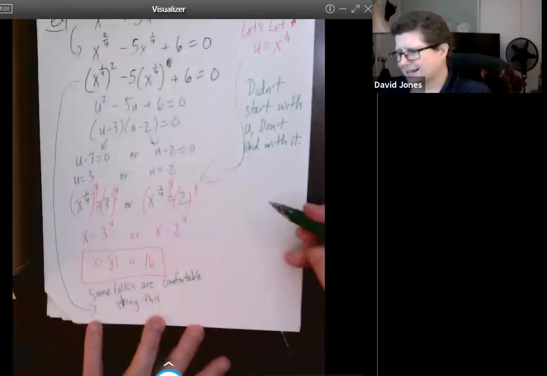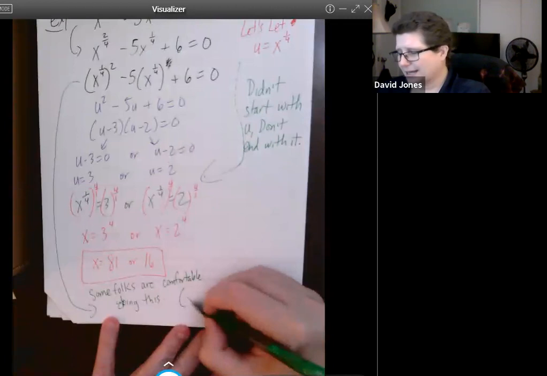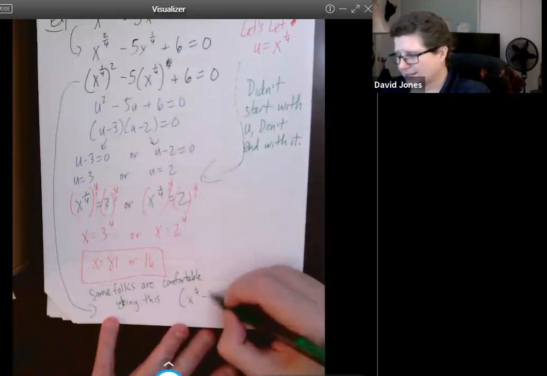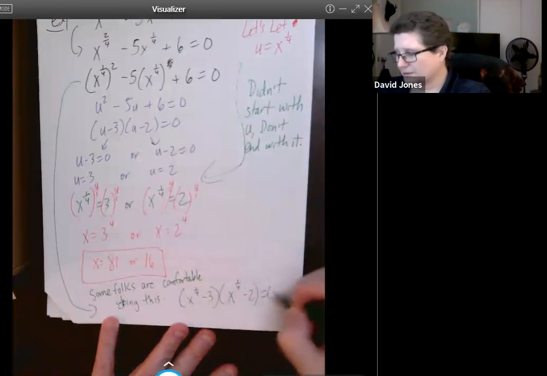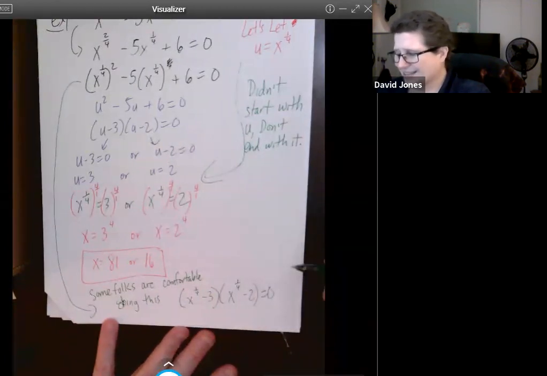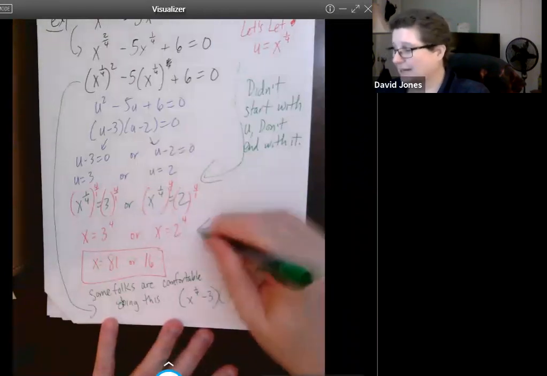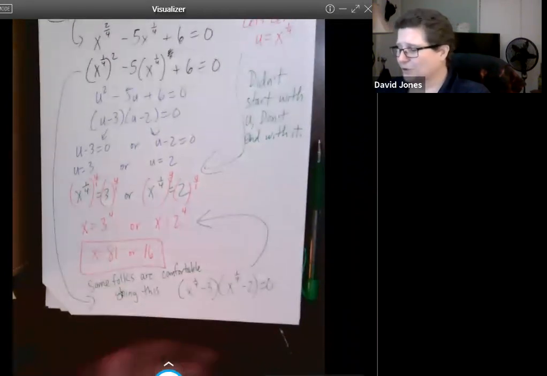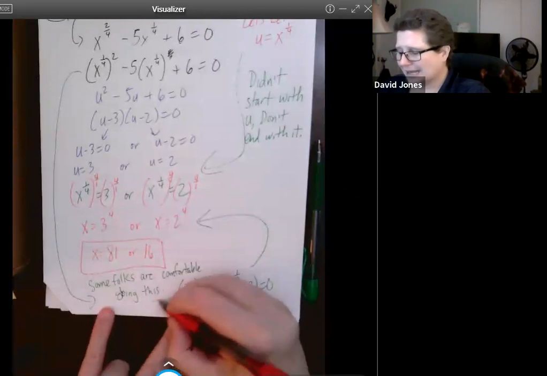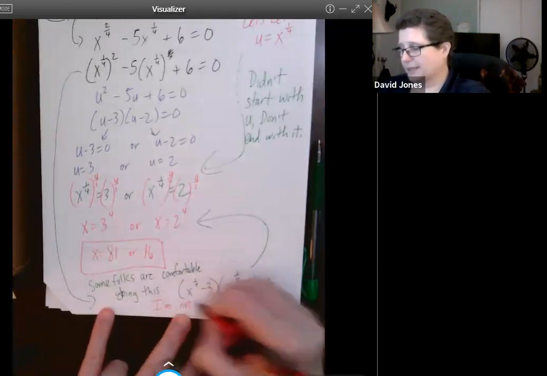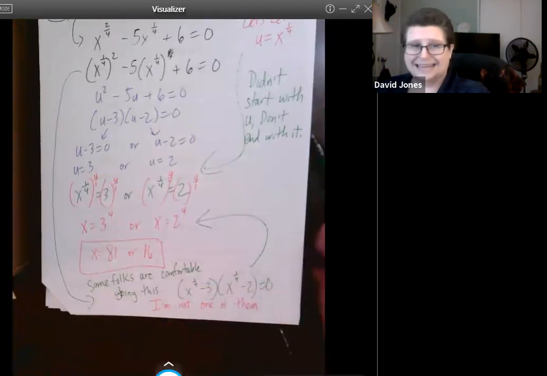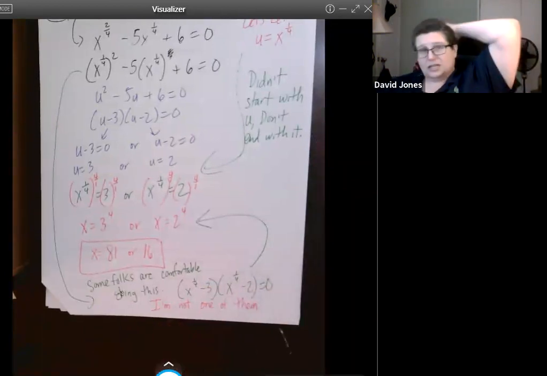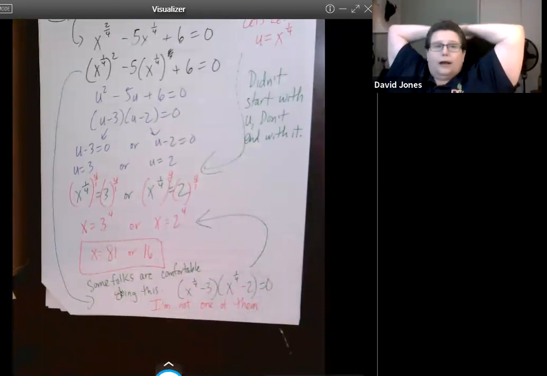I can take that line and I can factor it into x to the 1/4 minus 3 equals 0, and x to the 1/4 minus 2 equals 0. And then solving, and you'll get that. Some folks are comfortable doing this. I'm not one of them. I can do it. That's just because I've done math for so long that I recognize what's going on.